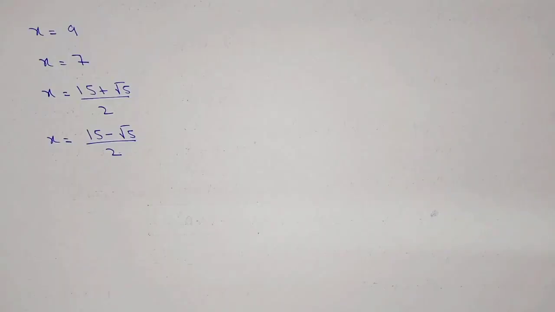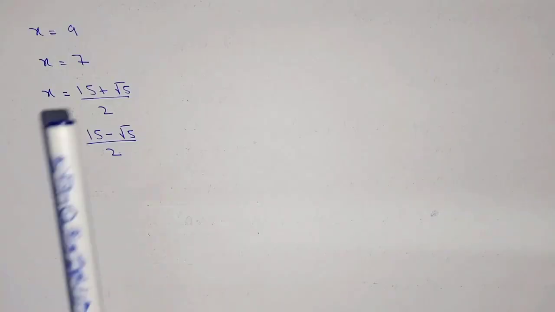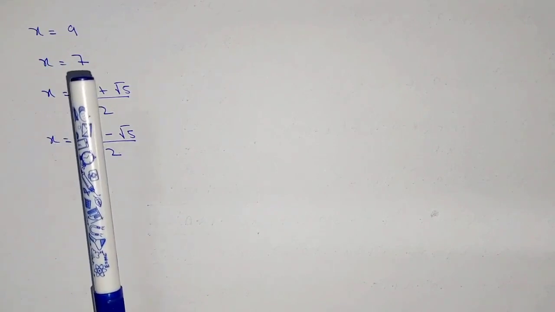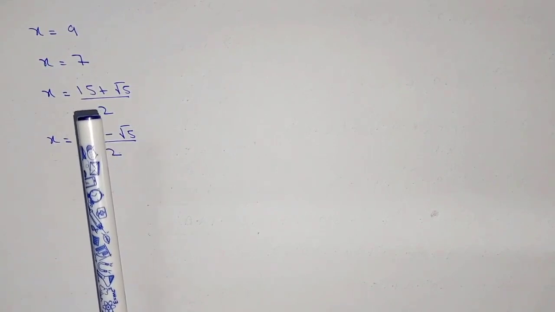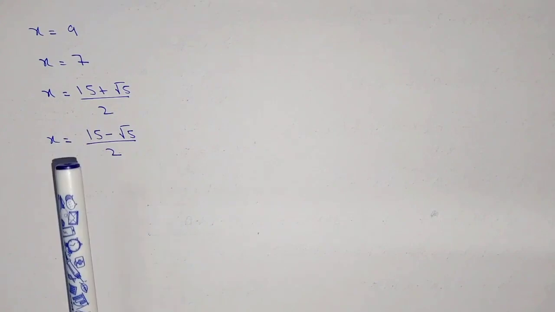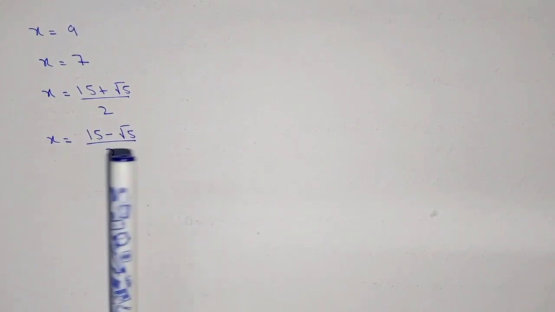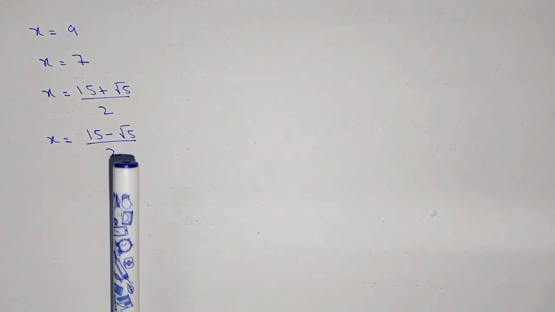Now we can say that we have got the four values of x: x equal to 9, x equal to 7, x equal to (15 plus root 5) divided by 2, and x equal to (15 minus root 5) divided by 2. So this is our answer.